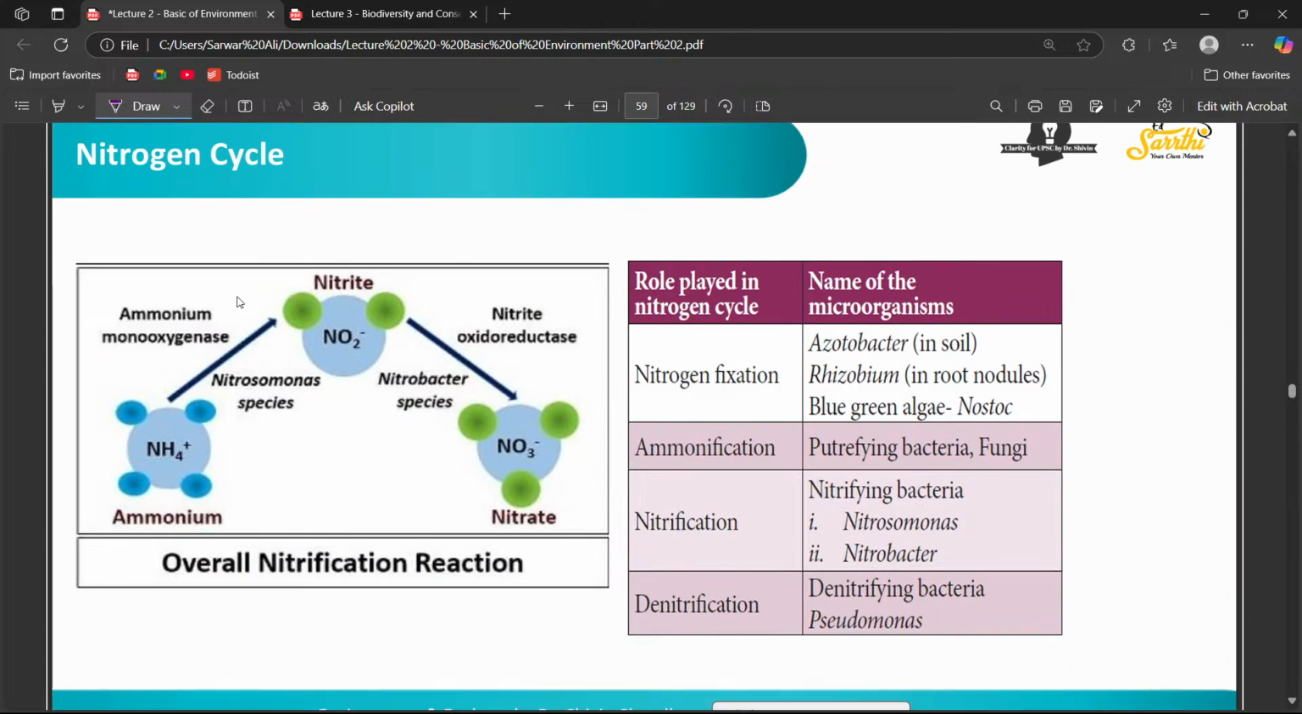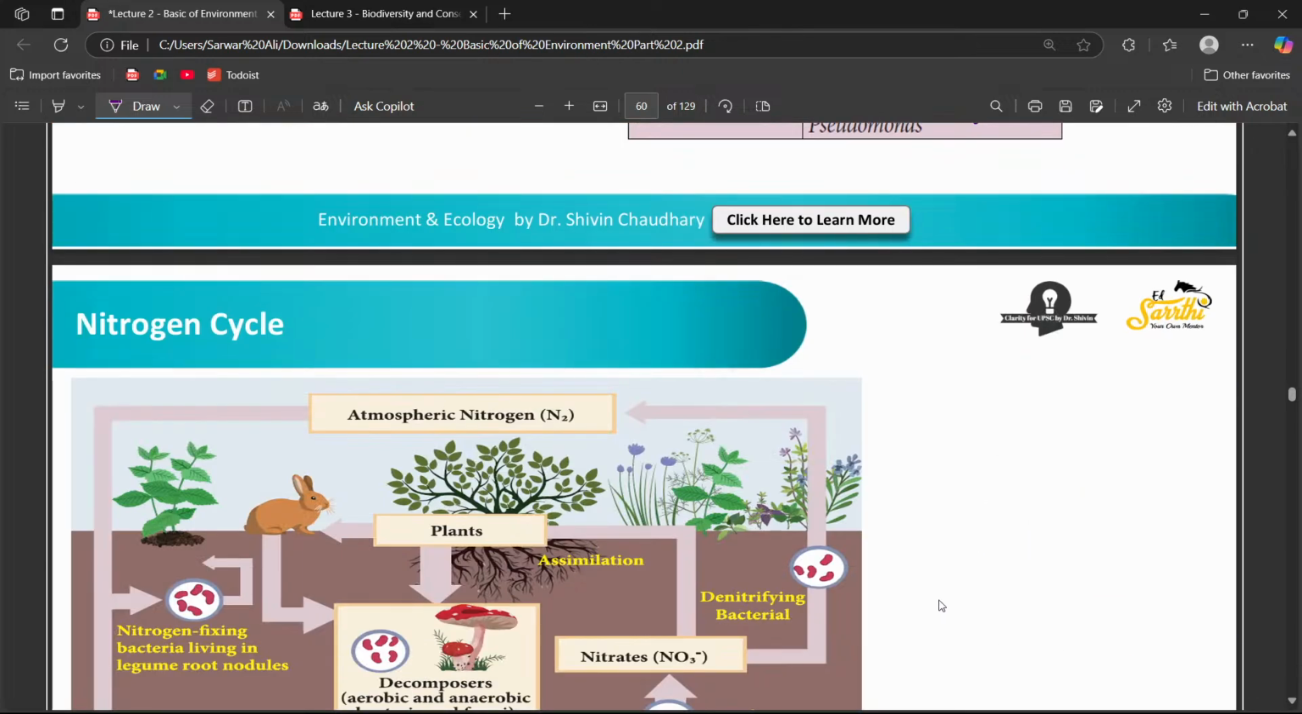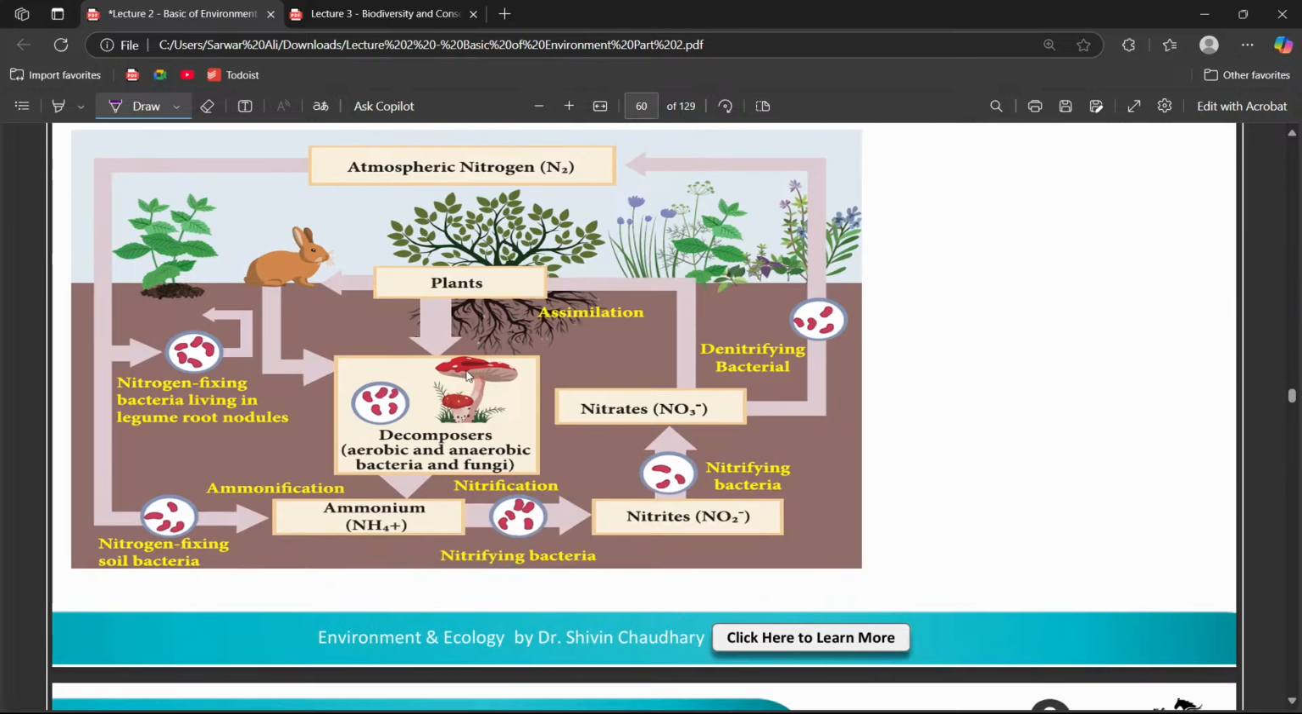In the nitrogen cycle, there are Nitrosomonas, Nitrobacter, nitrate reductase and ammonia monooxygenase. Nitrogen fixation is done by Azotobacter, Rhizobium, Nostoc. Ammonification is done by putrefying bacteria and fungi. Nitrification is again done by Nitrosomonas and Nitrobacter. And denitrification is done by Pseudomonas. Alright, the nitrogen cycle we have understood.